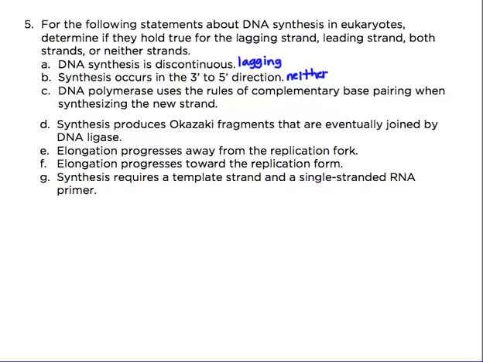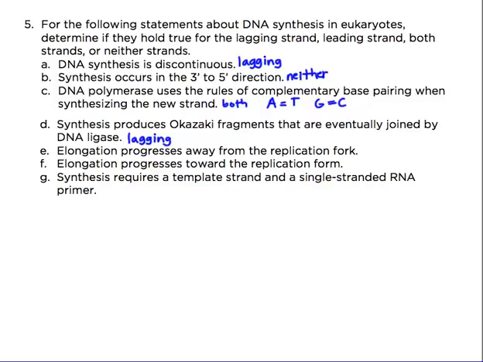C. DNA polymerase uses the rules of complementary base pairing when synthesizing the new strand. Well, that is true for both. And these complementary base pairing rules are that A base pairs with T and G base pairs with C. D. Synthesis produces Okazaki fragments that are eventually joined together by DNA ligase. Again, as we said in A, this is a property of the lagging strand.